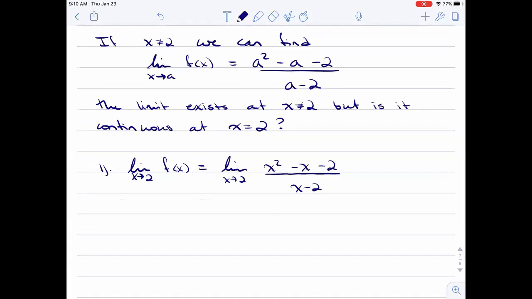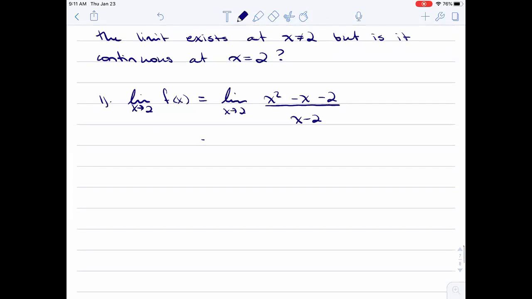This is one of those limits I was talking about, right? If we just plug them in, we're going to divide by 0. That's bad news, right? But we can rearrange some stuff. The x minus 2 in the denominator is the one that's holding us up here, so we're going to do whatever we can to try to cancel it. We can factor the x squared minus x minus 2 into something that hopefully has an x minus 2 in it, so that we can cancel it.